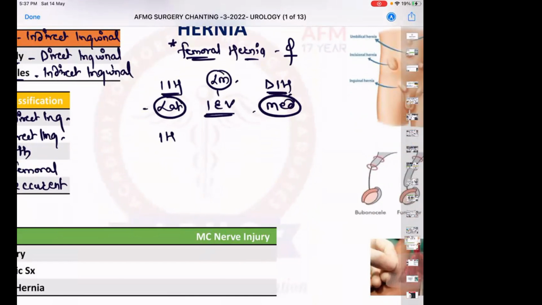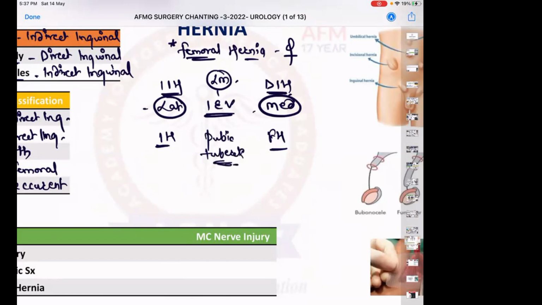Which is the landmark to differentiate between an inguinal hernia and a femoral hernia? This question has come multiple times. It is the pubic tubercle.